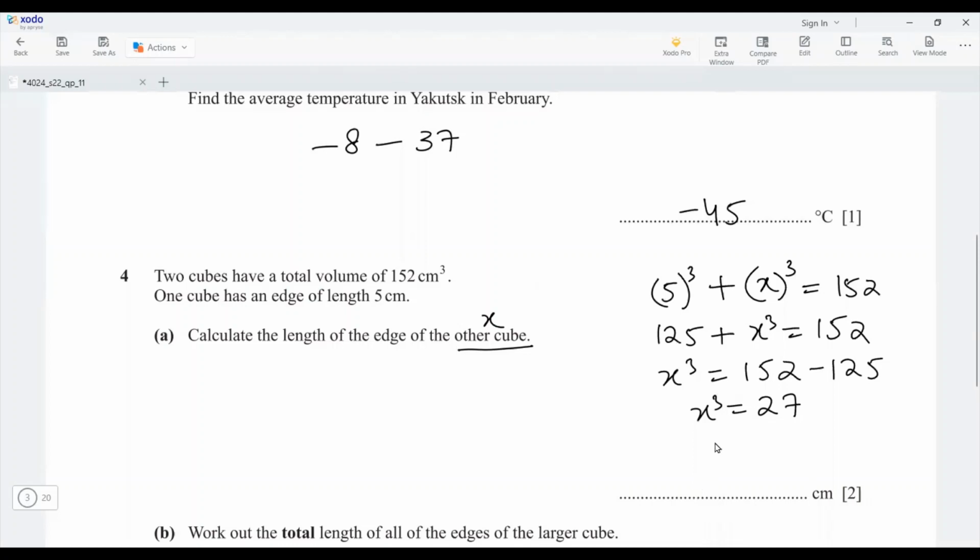So if we take cube root of both of the sides, that will be giving us the length of the other cube. It is 3, because 3's cube is 27. So the final answer for this is 3.